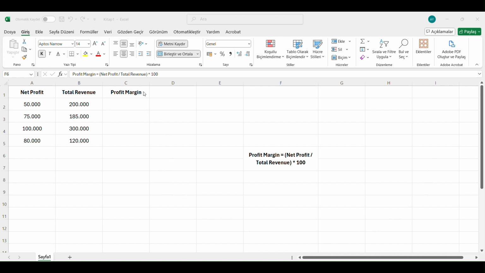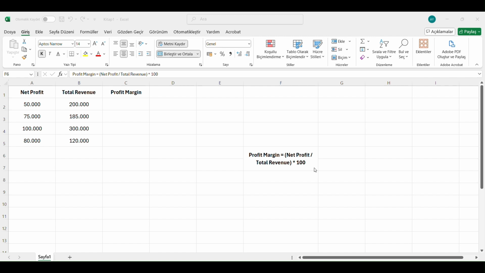Now I will explain how to calculate profit margin in Excel. Profit margin is an important financial ratio that shows how profitable a business is by comparing a company's profit to its total revenue. This ratio allows you to understand the financial health of companies.